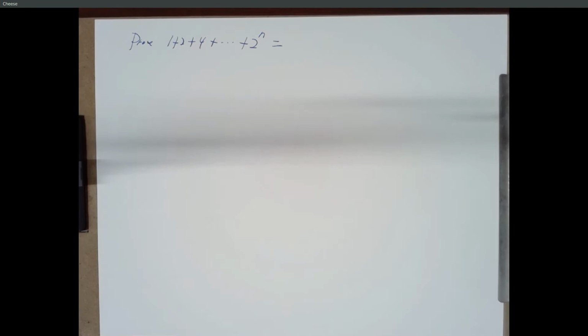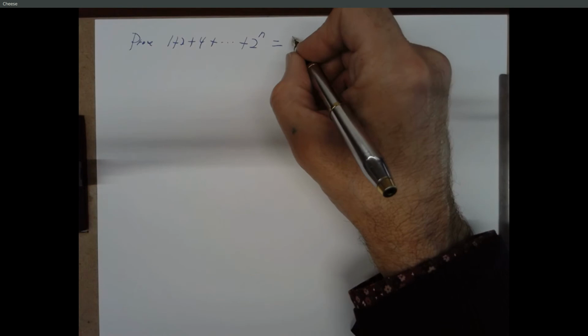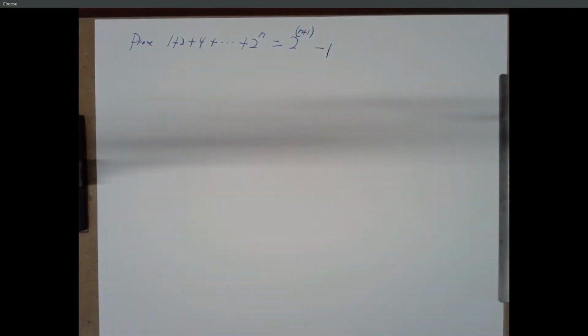Let's look at what happens when we add up powers of 2. So 1 plus 2 plus 4 plus dot dot dot plus 2 to the n. And I claim that's equal to 2 to the n plus 1 minus 1. Do we know that this is true already? As computer science students, how do we know it's true? Where has this come into play for us?